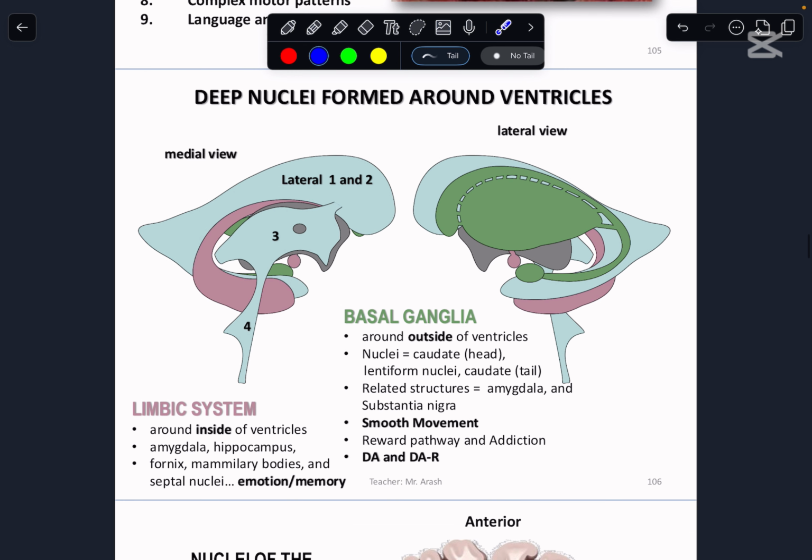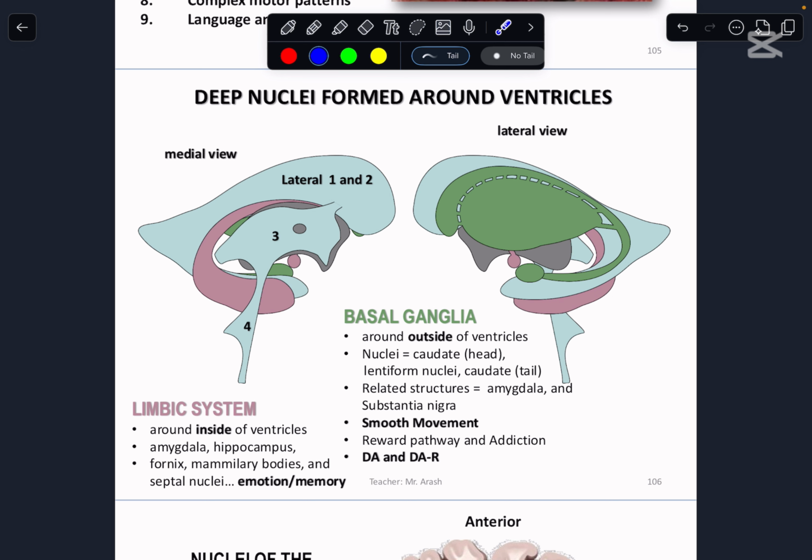So what this slide shows you guys is essentially the ventricles, which are located right in this greenish area. All of this, as you can see, says lateral 1, 2, 3, 4. Those are your ventricles. The one on the left is showing you the medial view, and the one on the right is showing you the lateral view.